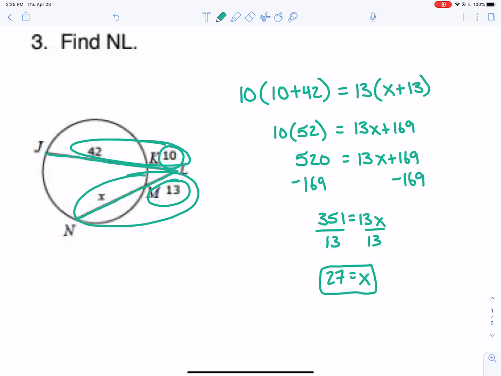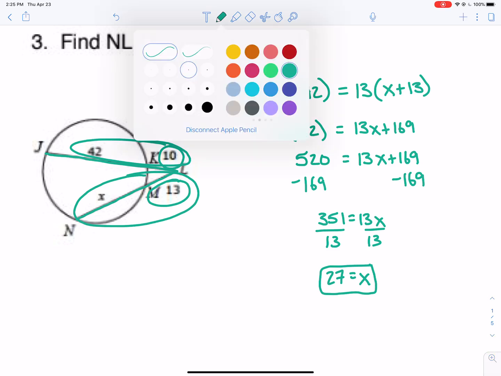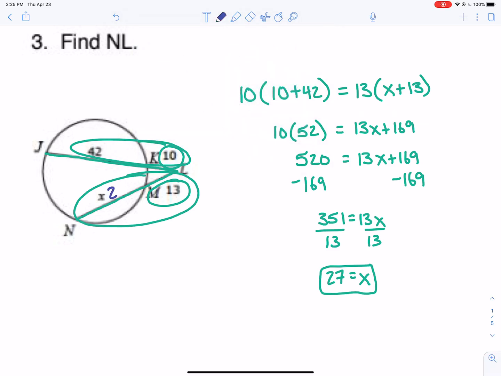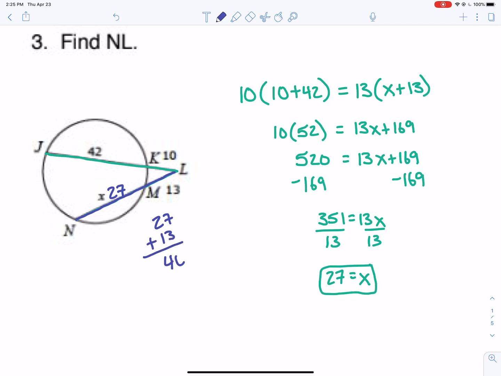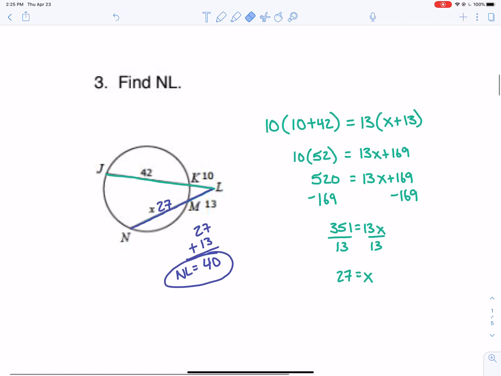Now, they did ask us to find NL, which was the total, so we do need to plug that back in. 27 was this part, but we need to add it to get the total of NL. Let me erase that so you can see it better. So 27 plus 13 would be 40. To answer this question, we just needed to plug it back in. So we got NL equals 40 because x was equal to 27.